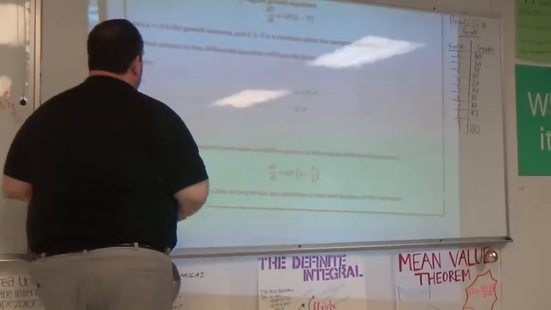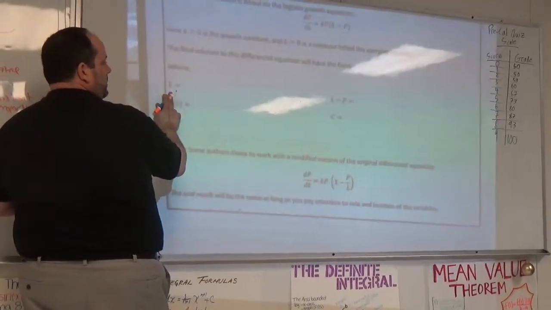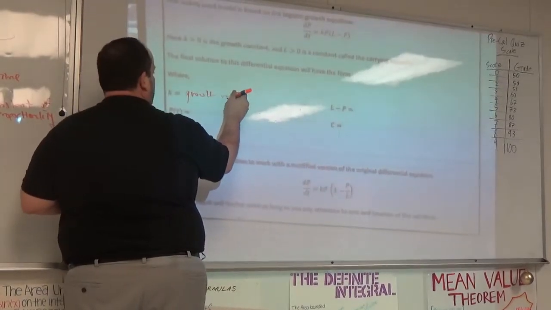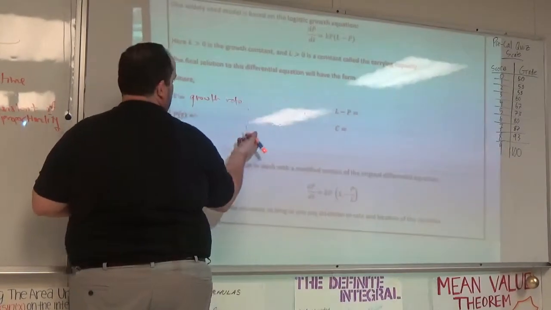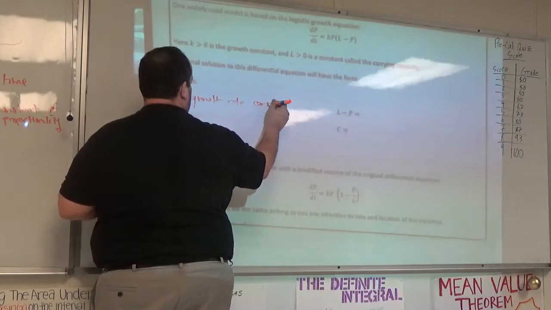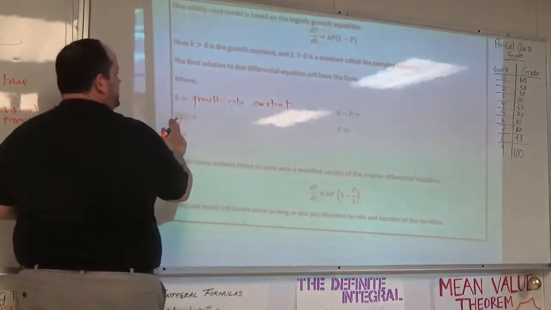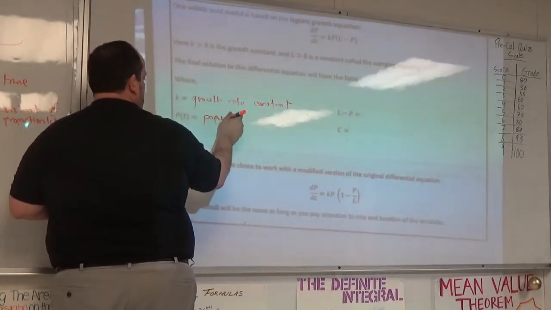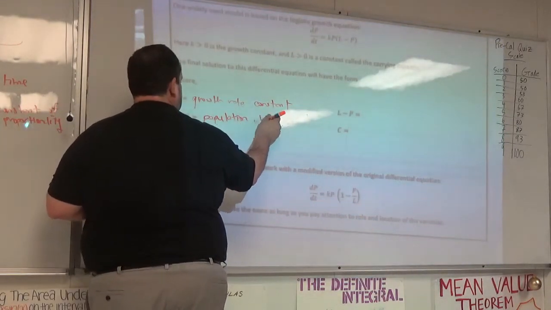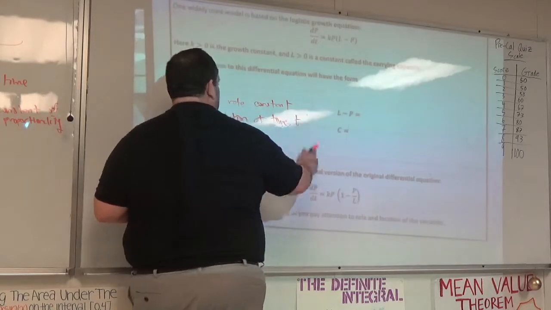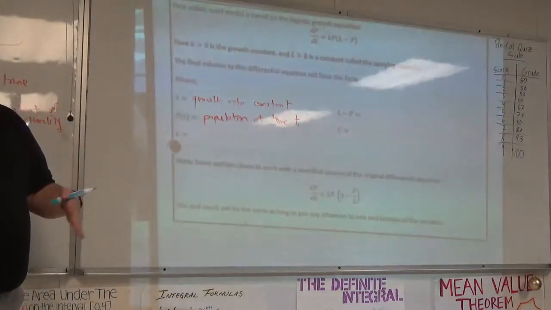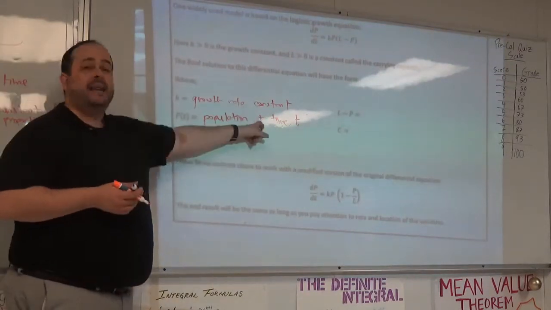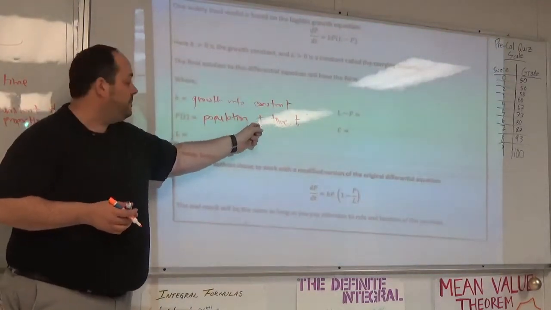So K is going to be your growth rate constant. They're going to give it to you in some way in the problem. And the P stands for your population, like population at time t. Like yesterday we had the grizzly bears and how they were growing on the island. That was our population at any time t.